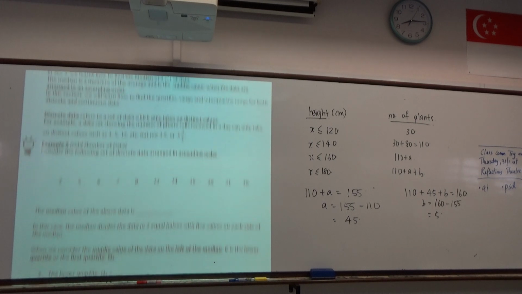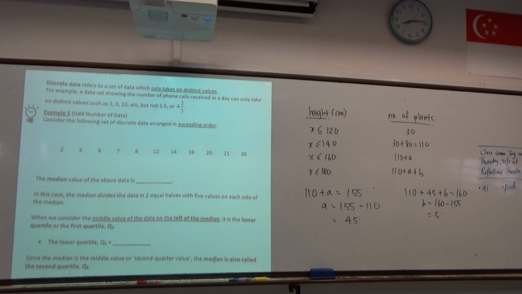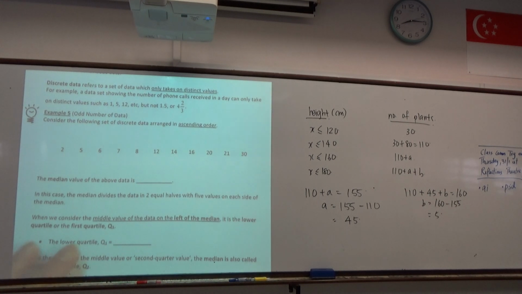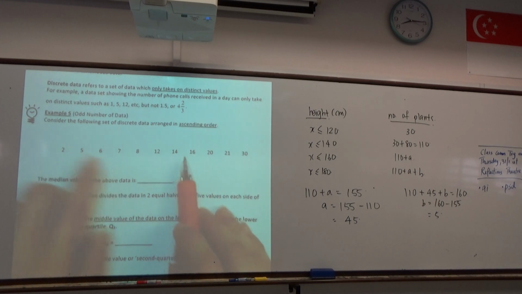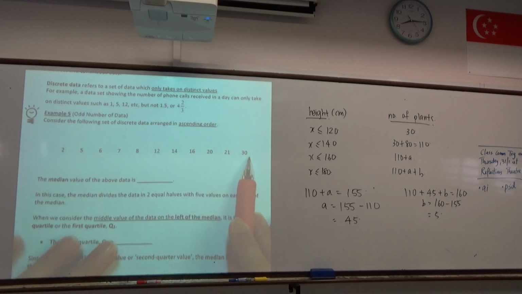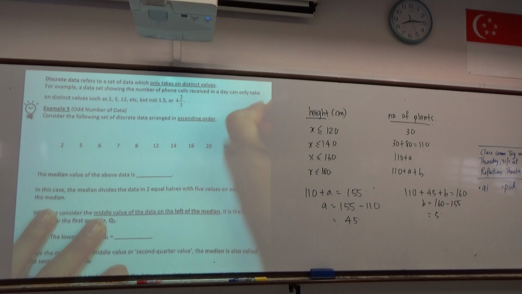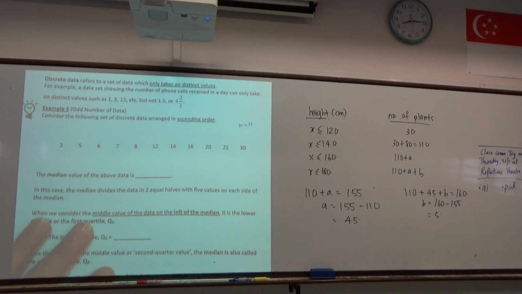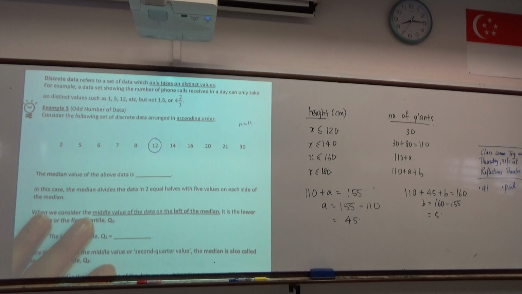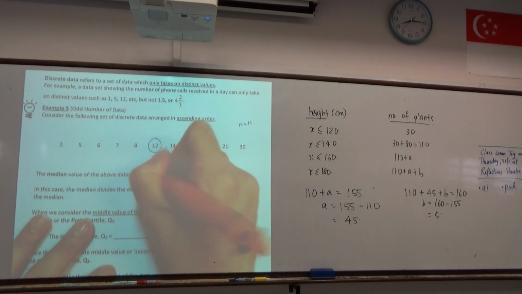So looking at example 5, because we have odd number data over here and it has already been arranged in ascending order. Recalling how we find our middle value, or rather the median. Since it's odd number, and there is a total of 3, 6, 9, 10, 11 data over here, total n is equals to 11 data. So we will then pick out the 6th data over here. This will be our median value.